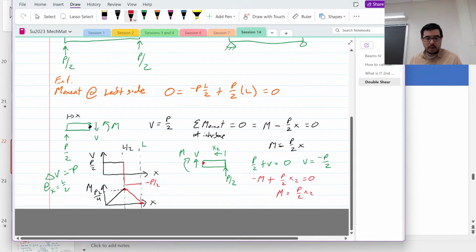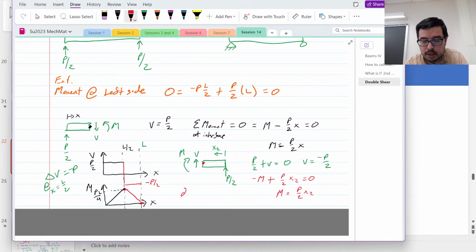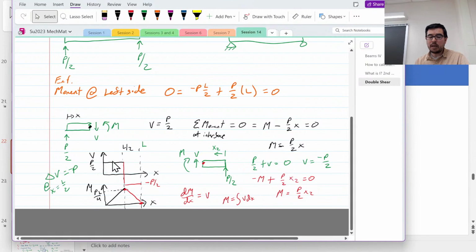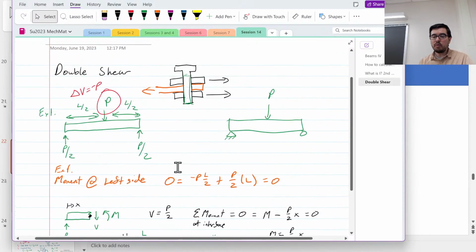So there are multiple ways to do this. The other way to do it is to say, oh, look, this is a flat line, and I'm going to use my dM/dx is equal to V. So you could say that M is equal to the integral of V dx. That's the other way to do it, remember? And so if this is a flat line, when you integrate, it comes out to be a sloped line. And it's doing that from both directions. So that's how you figure out what this is.